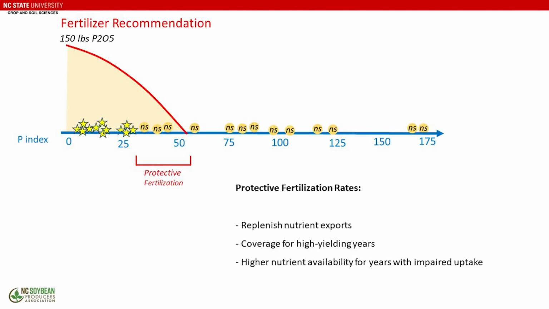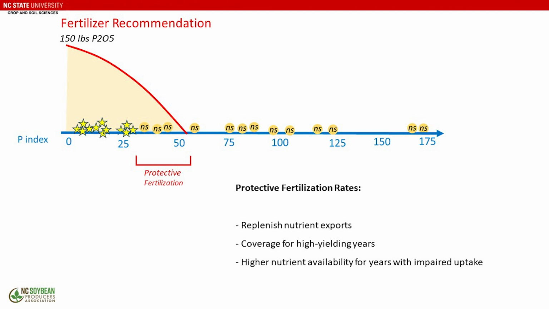When you look at the recommendations that we have from NCDA, if you have very low phosphorus, we start with a recommendation of 150 pounds, and we keep applying about 70 pounds in this range, in the range where we don't have a response.